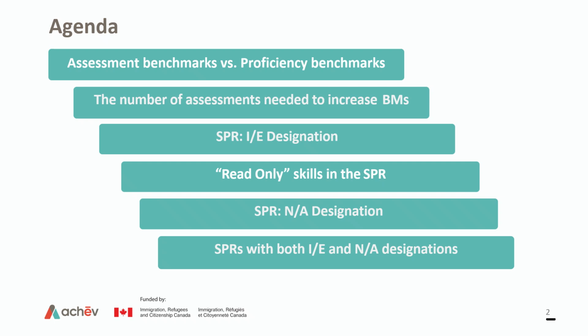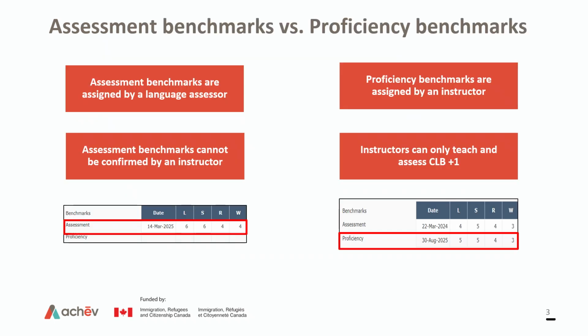We will talk about the difference between assessment benchmarks and proficiency benchmarks, the number of assessments needed to increase benchmarks, student progress reports and the IE designation, read-only skills in the student progress reports, student progress reports and the NA designation, and student progress reports with both IE and NA designations. Let's look at the difference between assessment benchmarks and proficiency benchmarks.